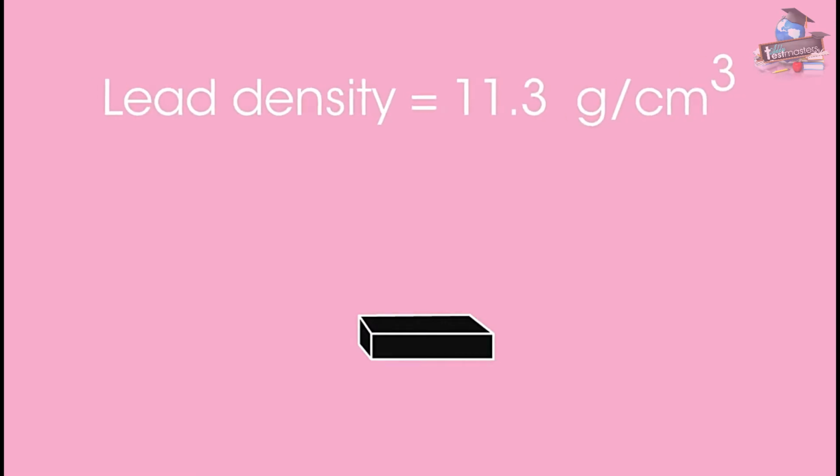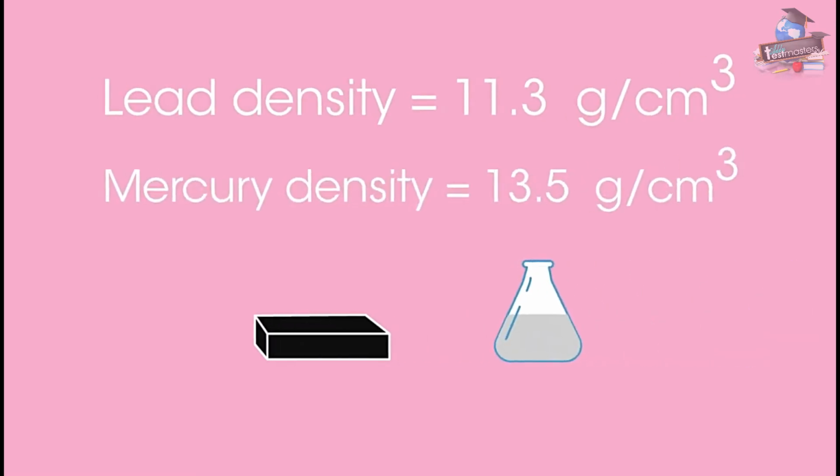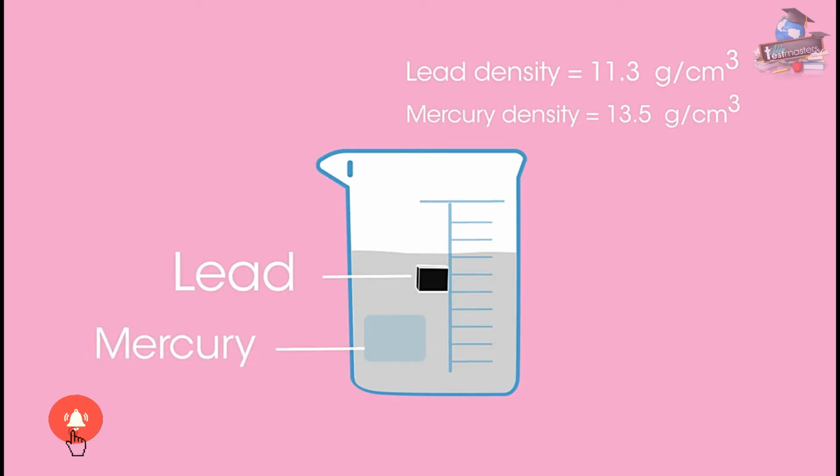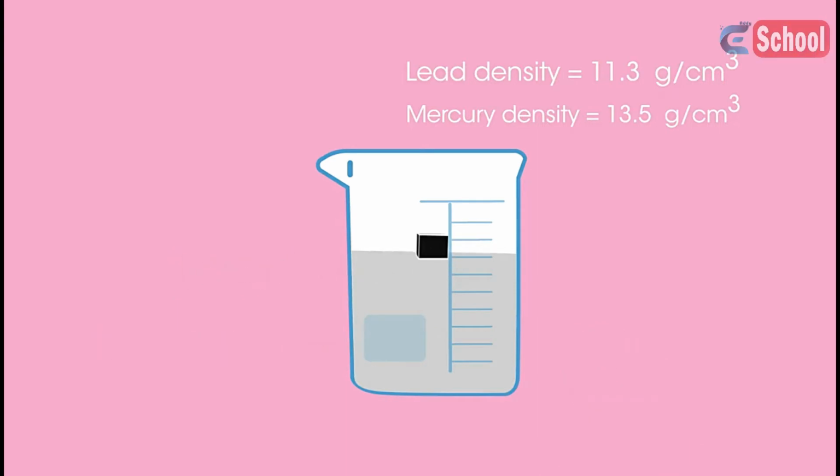Lead has a density of 11.3 grams per cubic centimeter, and liquid mercury has a density of 13.5 grams per cubic centimeter. What would happen if a block of lead were placed in a beaker of liquid mercury? Pause the video while you think. The lead would float in the liquid mercury.